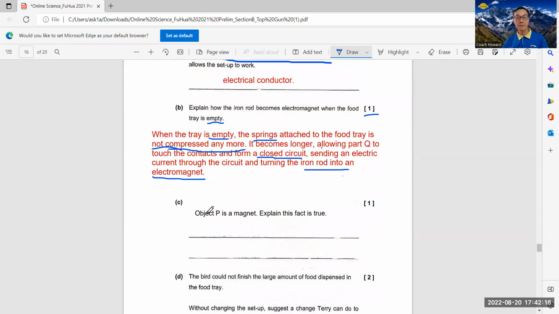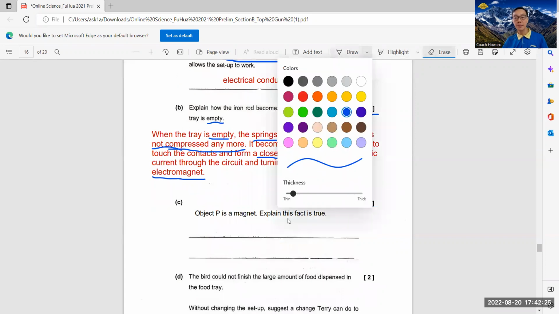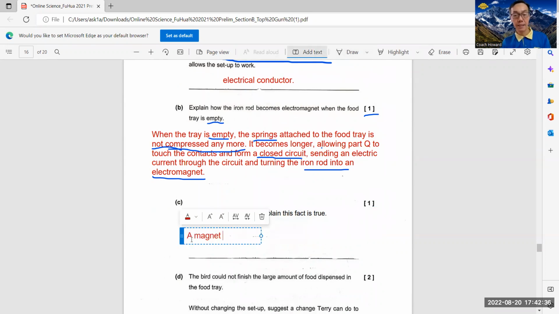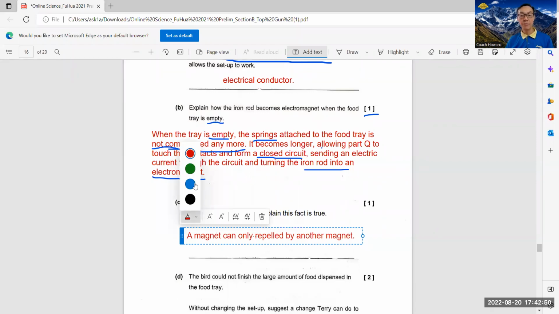Okay, next one. Object P is a magnet. Explain this fact is true. So what you do is, you just say that a magnet can only be repelled by another magnet. Okay, a magnet can only be repelled by another magnet.